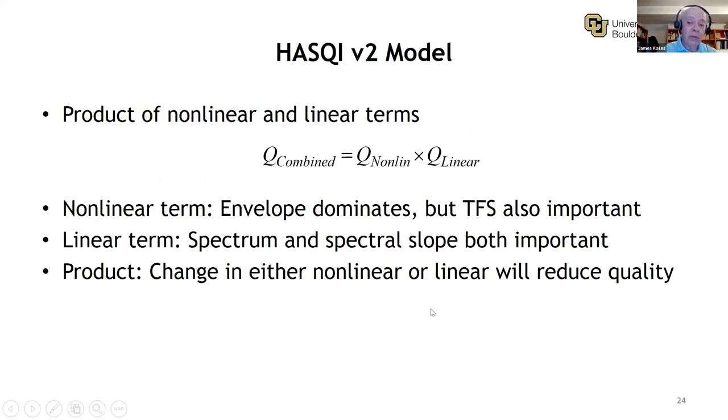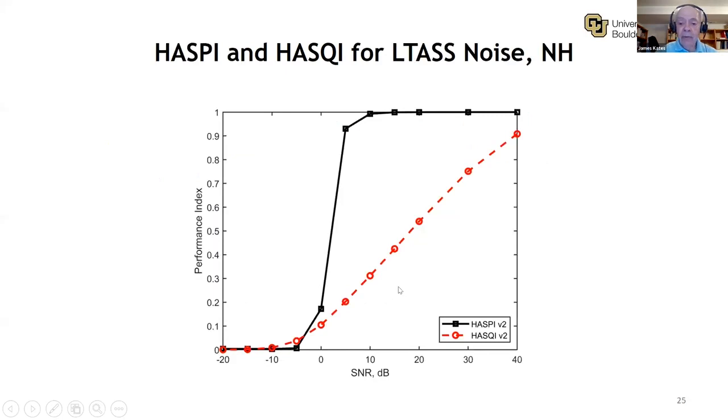Envelope is most important for nonlinear changes, but temporal fine structure plays a role. Linear term spectrum and spectral slope changes are also both important. And because it's a product, we can see clearly that a change in either linear or nonlinear parts of the signal will reduce quality.